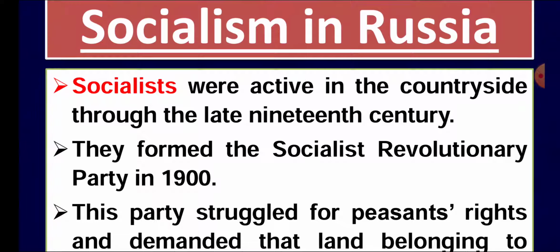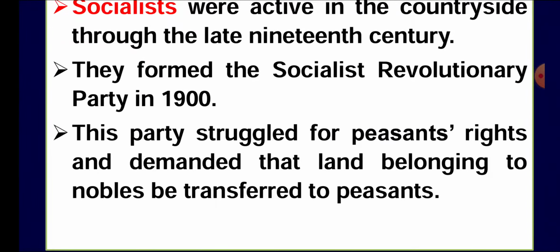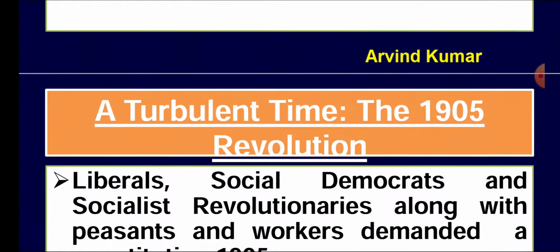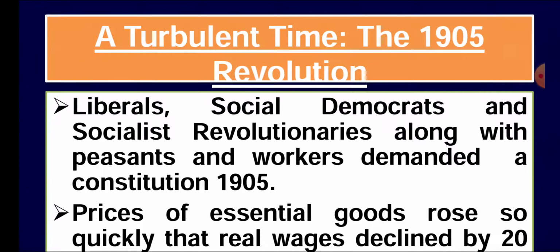Socialist ideas came in Russia after a passage of time. As I told you, people read famous philosophers and thinkers like Karl Marx and Friedrich Engels. In the same period, one major incident took place in 1905, that is also called a turbulent time. In 1905, a major event took place which is known as the Bloody Sunday event or 1905 revolution. What was this?